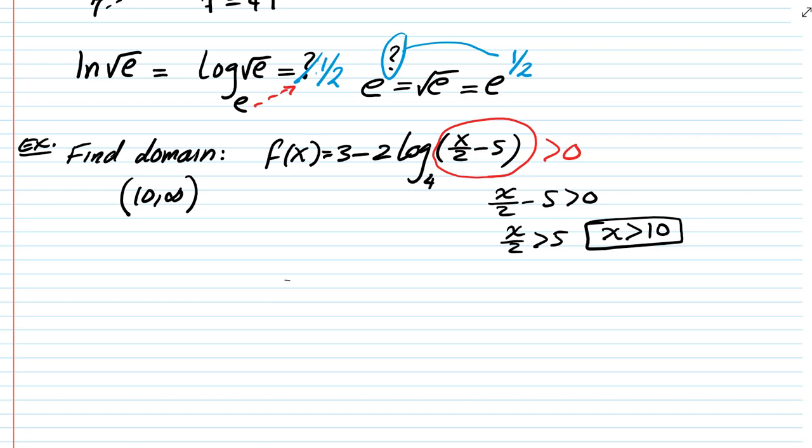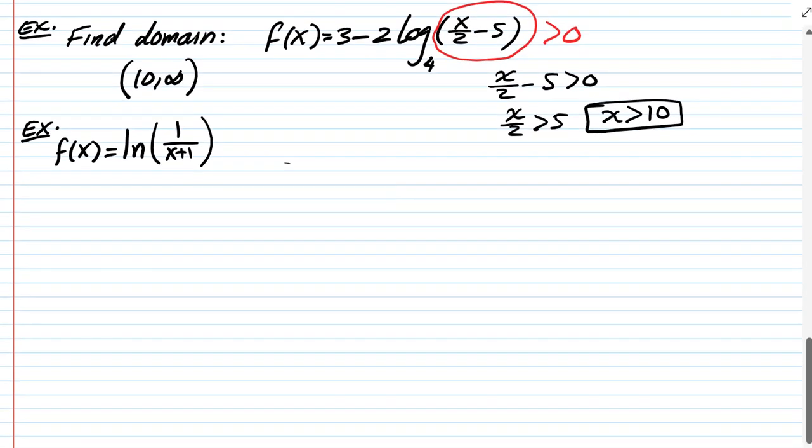Let's do another one. Let's say I want to find the domain of this one. Another example. Let's say I have ln of 1 over x plus 1. Again, doesn't matter whether you have common log, log, or natural log. All domains for the argument of the logs have to be positive. So I'm going to do 1 over x plus 1 has to be positive.